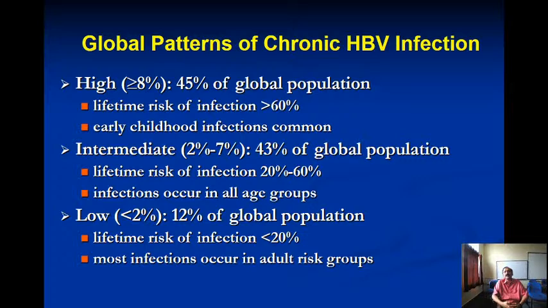The intermediate infection areas are 2 to 7%. That is 43% of the global population. Lifetime risk is 20 to 60%, and infections are there in all age groups. While in low infection areas, there are less than 2%, there is 12% of the global population. The lifetime risk of infection is just less than 20%, and mostly in adults. So, where the infection is in a larger group of individuals, it will be there in children. Where the infection is less, then it will come in adulthood. So that is how the breadth of the spectrum is there.